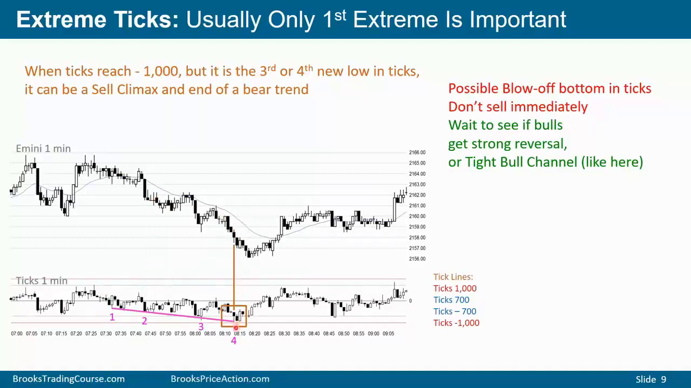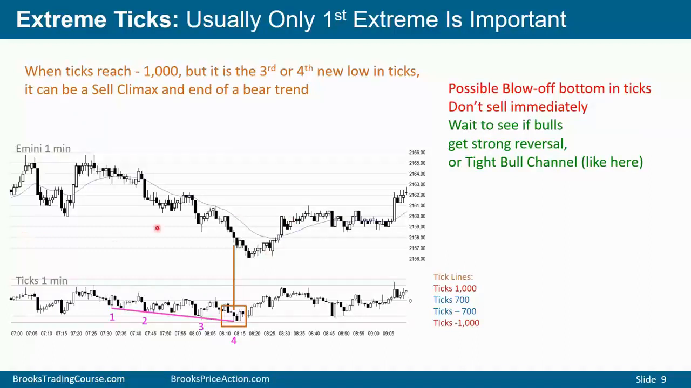Usually the low value in ticks is not the final low value in price. Here we have ticks almost to minus 1,000, and here's the price. Usually that will not be the end of the trend. Usually you'll get at least a little bit lower price and a higher value in ticks. You get some kind of divergence, a tick divergence, and it leads to at least a bounce.